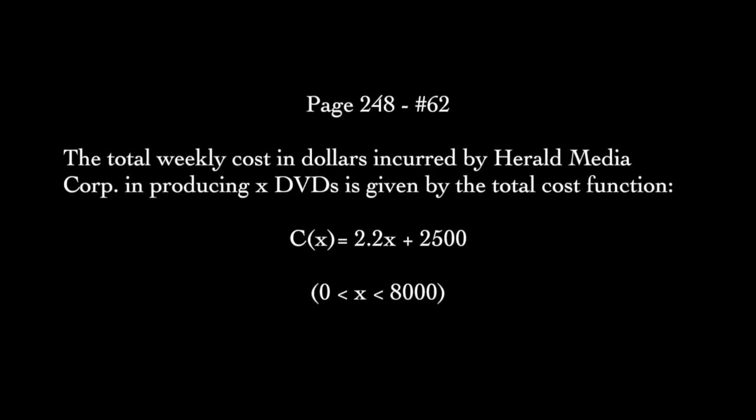The total weekly cost in dollars incurred by Herald Media Corporation in producing x DVDs is given by the total cost function c of x equals 2.2x plus 2,500. x has to be between 0 and 8,000.